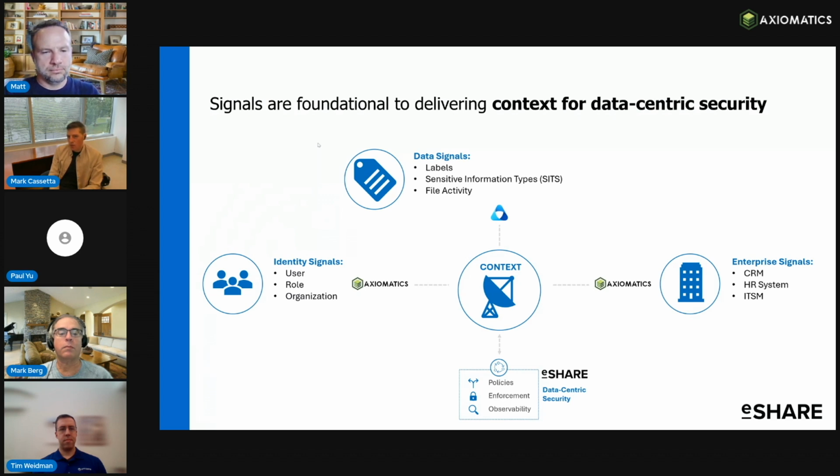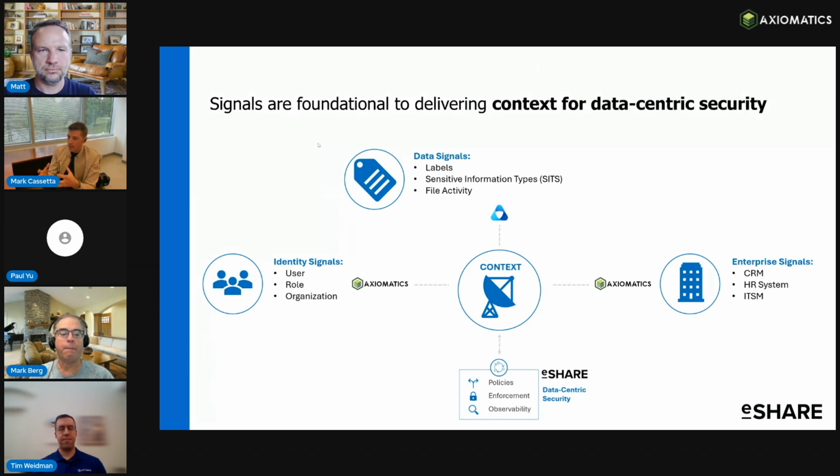Now I think as we look at those different technologies, the key to this strategy and the key to this partnership really comes in the form of context. And that's where Axiomatics plays a very strong role. When we think of what we need to do to enforce policy, obviously the Microsoft ecosystem has a lot of different context within Microsoft 365, and Purview provides information at a label level, can provide information about file activity, sensitive information types. That's all great and wonderful.